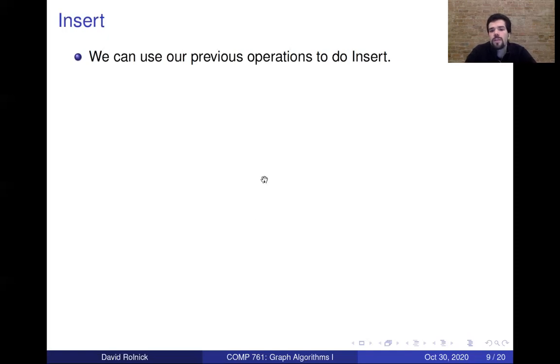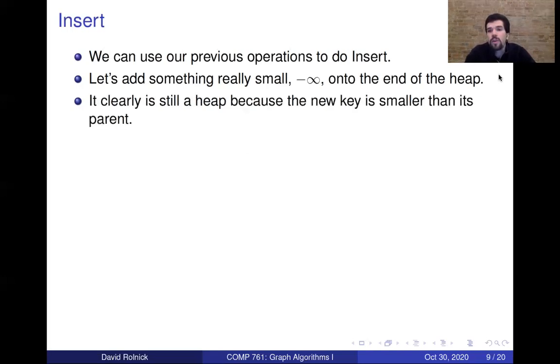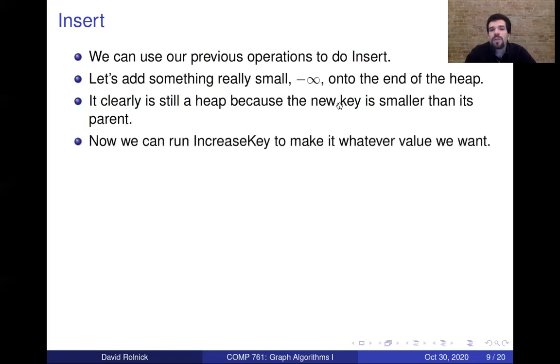You can just insert something really, really small at the end of the heap, like negative infinity. You know it's smaller than everything in the heap, assuming it's a finite heap. So once you've inserted that something really small, you know it's not going to mess up the heap because it's definitely smaller than its parent. But now you have a heap, so you can run IncreaseKey to make it whatever value we want. I mean, basically, it's just inserting it at the end and then bubbling it up.